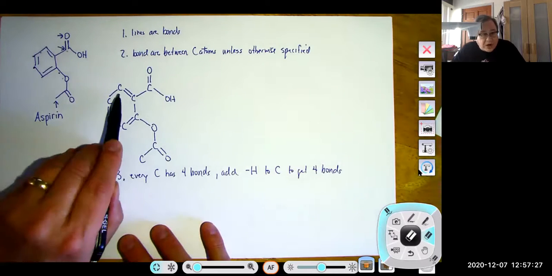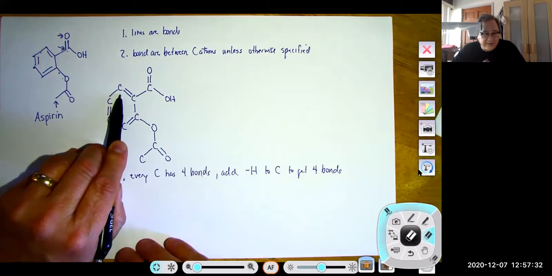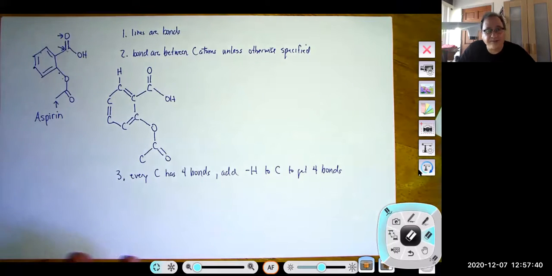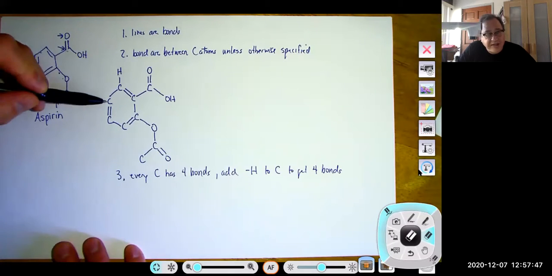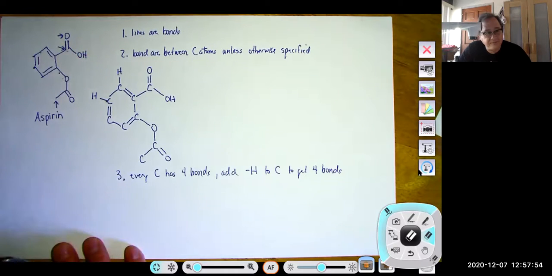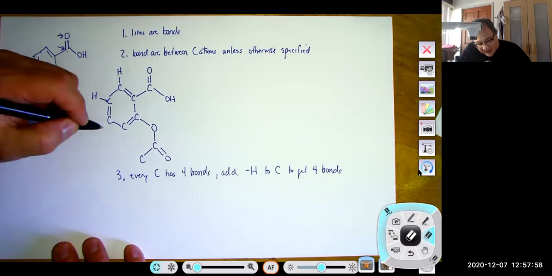Now I'm going to point at this carbon. How many bonds do you see? Get an answer in your head. And the answer is you see 3 bonds. So what do we do? We add a hydrogen. And now it has 4 bonds. So are you guys beginning to understand the game? How many bonds do you see to that carbon? 3. So what do we add to that? A hydrogen. How many bonds do you see to that carbon? 3. So we add a hydrogen.